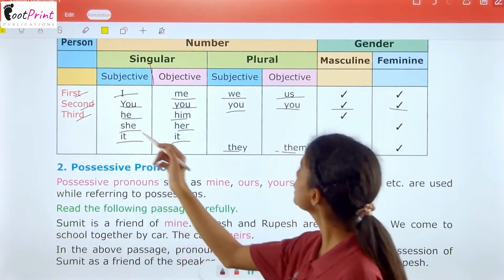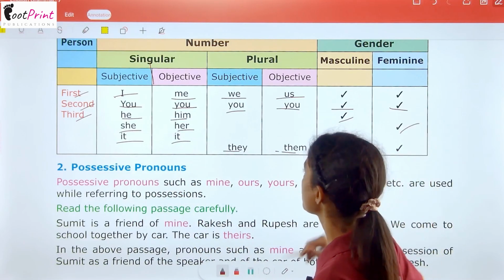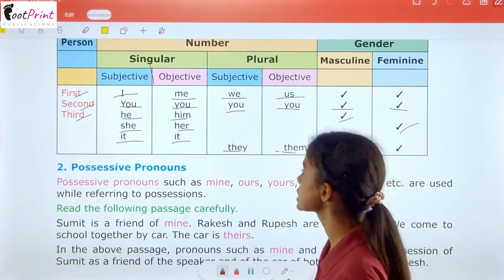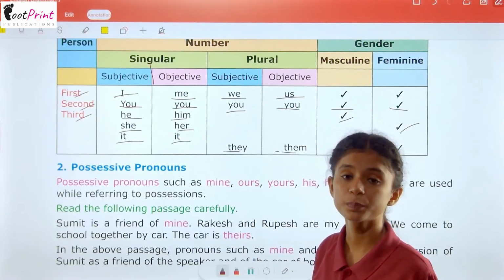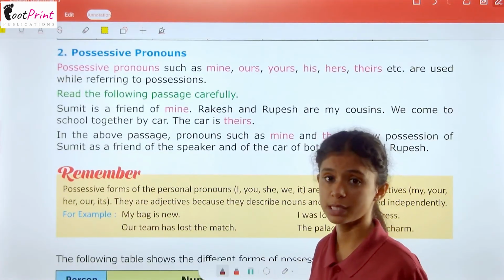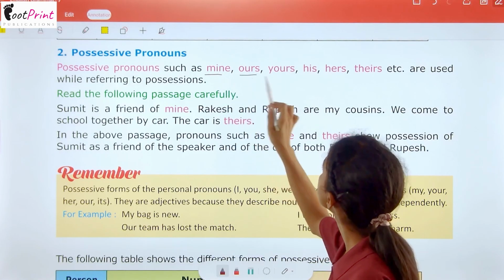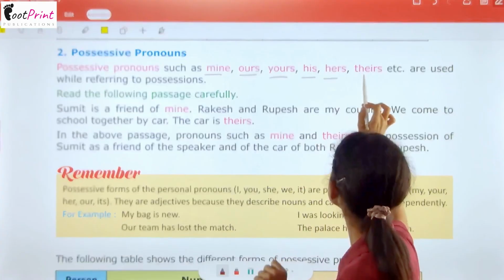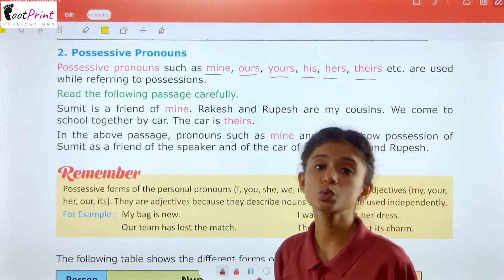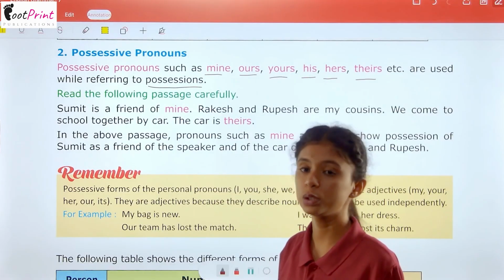And here we can see that he is used for masculine only, she is used for feminine only, and they and them, they are used for both. Next we have possessive pronouns. Possessive pronouns such as mine, ours, yours, his, hers, theirs, etc. They are used while referring to possessions, towards ownership.